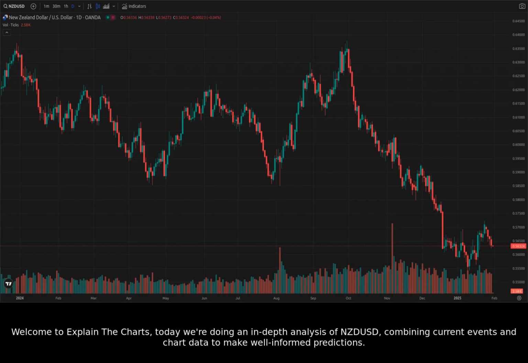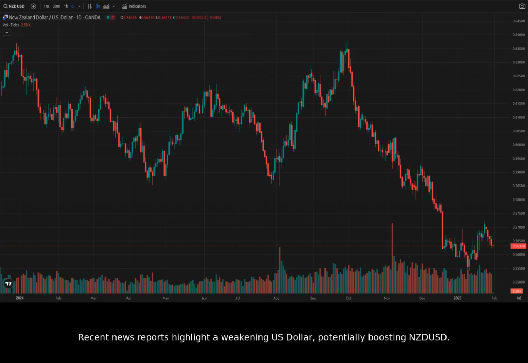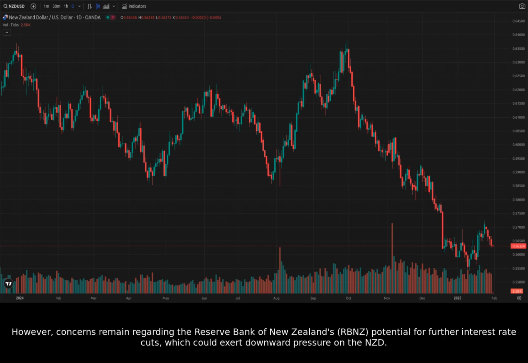Today we're doing an in-depth analysis of NZDUSD, combining current events and chart data to make well-informed predictions. Recent news reports highlight a weakening US dollar, potentially boosting NZDUSD. However, concerns remain regarding the Reserve Bank of New Zealand's (RBNZ) potential for further interest rate cuts, which could exert downward pressure on the NZD.